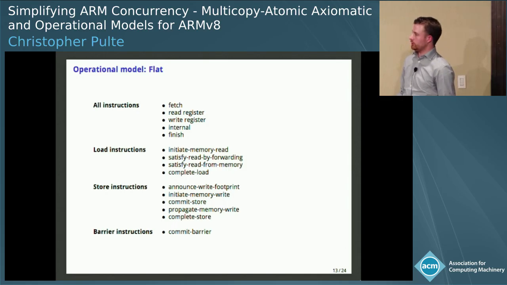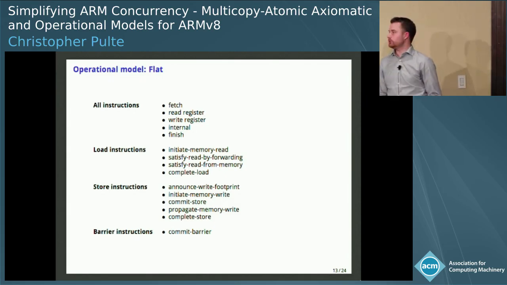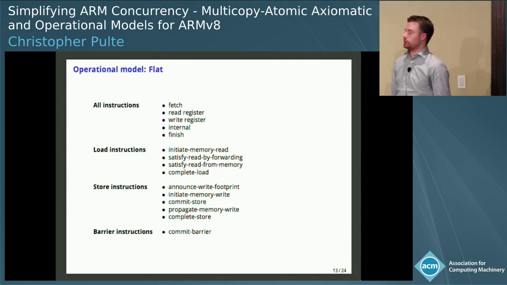And then loads, stores, and barriers have special additional transitions, namely loads. When they've done enough register reads to determine their address, they are set to initiate. And once initiated, the different reads belonging to a load, and this might be multiple in the mixed size case, can be satisfied either by thread internal forwarding or in memory. Once all of them are satisfied, the load can complete and eventually finish. And stores have similar transitions. Barriers have the additional commit barrier transition.